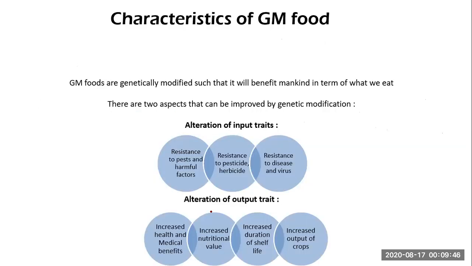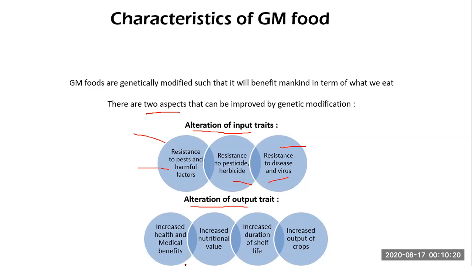Then, the characteristics of GM foods. If you go for GM foods, there are some characteristics. We can describe it from two aspects: one is alteration of input and another is alteration of output. In case of input, it is resistance to pests and harmful factors, as we gave the example of brinjal, then resistance to pesticide and herbicide, and resistance to different kinds of disease and virus.